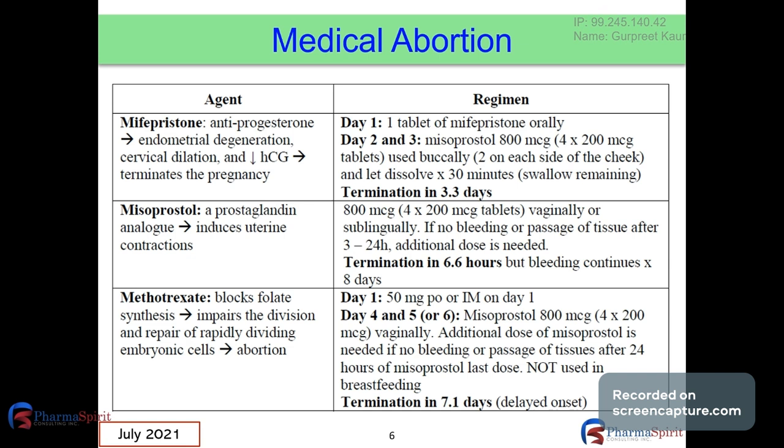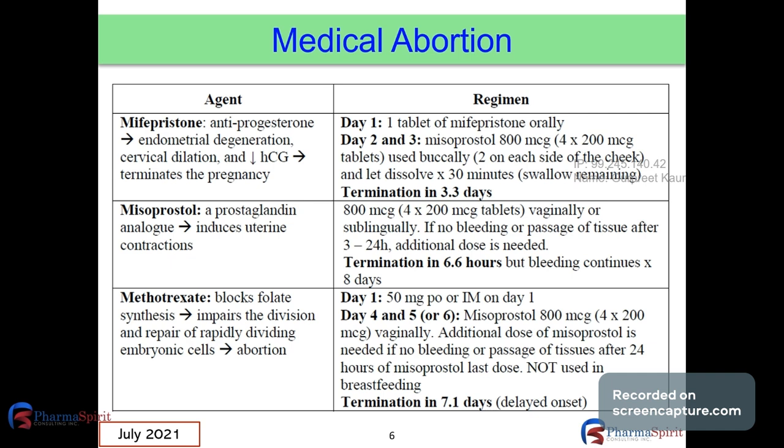If after 24 hours of the second dose of misoprostol there is no bleeding or passage of tissue, the female can use an additional dose of misoprostol. We said the same thing before. So we give 2 doses of misoprostol. If after 24 hours of the second dose there is no bleeding or passage of tissue, the female can take another dose of misoprostol. And this regimen is not used in breastfeeding.